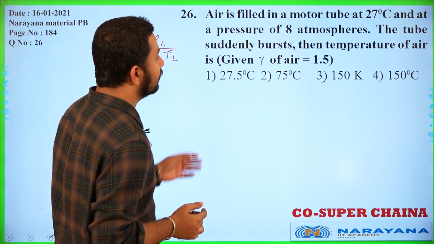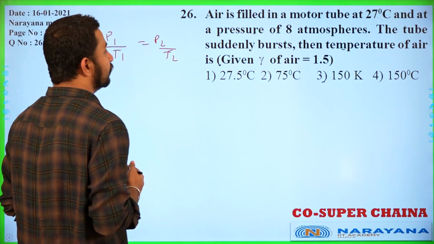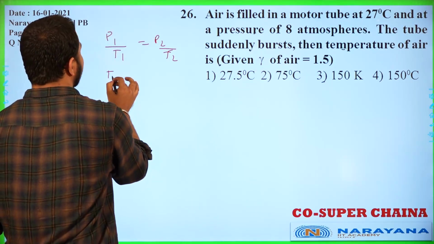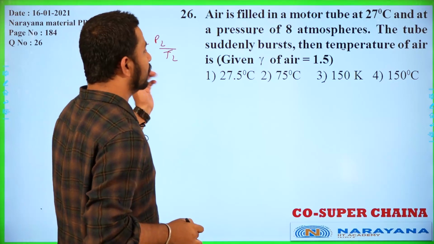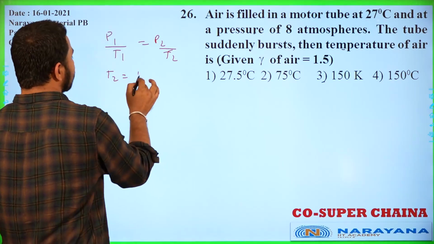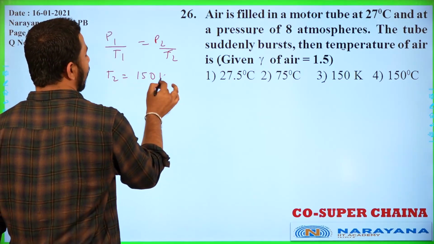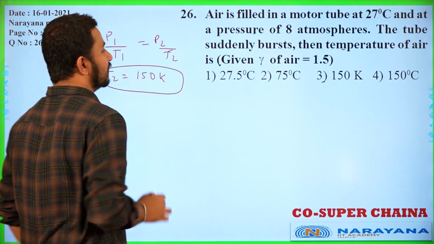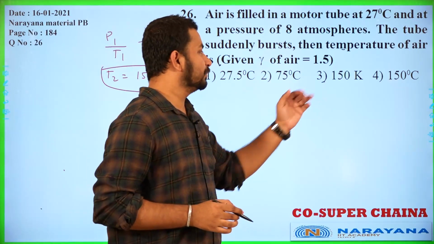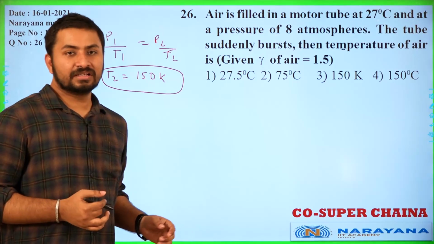The tube suddenly bursts. The temperature of air you have to calculate. So you have to calculate T2 here. All the values are given here. If you substitute the P1, P2 values and T1, we'll get the answer of this question as 150 K. That is the required answer, students.